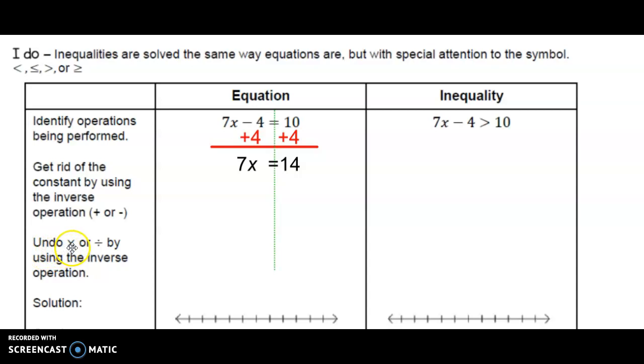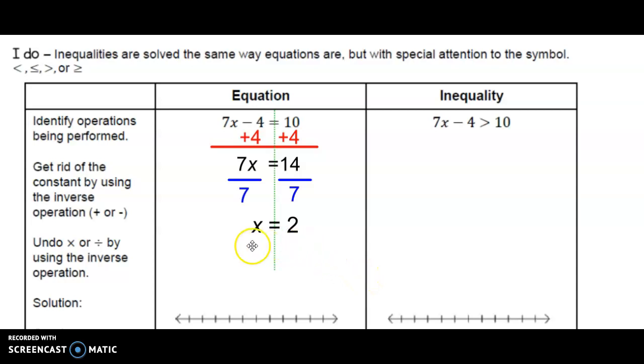Next, we want to undo any multiplication or division by using the inverse operation. So the inverse of multiplying by 7 is dividing by 7. Again, whatever I do to one side, we have to keep it balanced and do to the other side. Now 7 divided by 7 is 1, so on this side I'm left with 1x equals 14 divided by 7, which is 2.